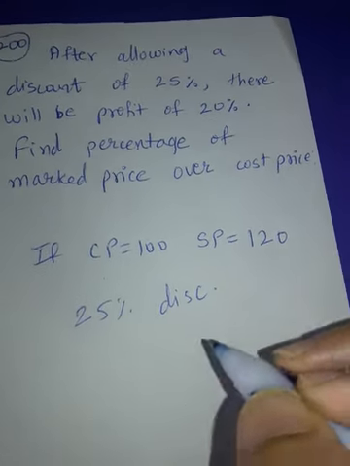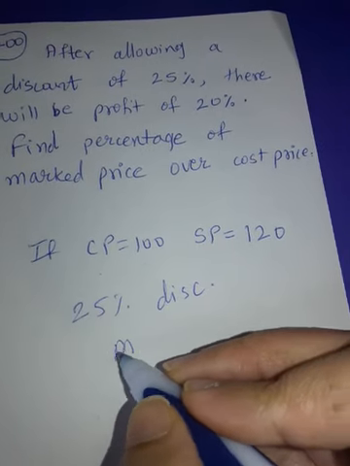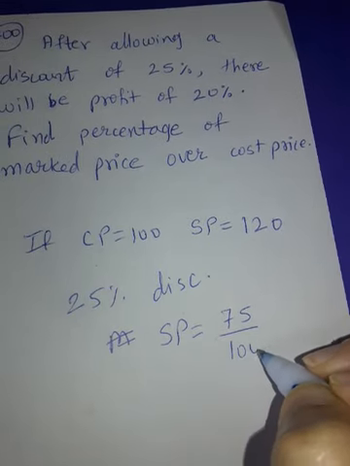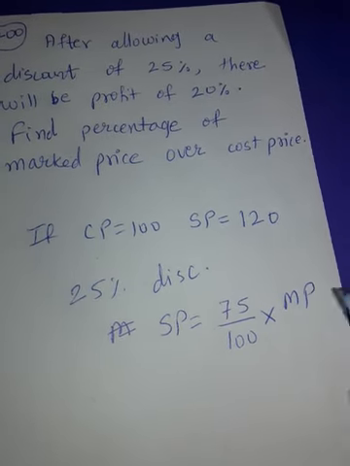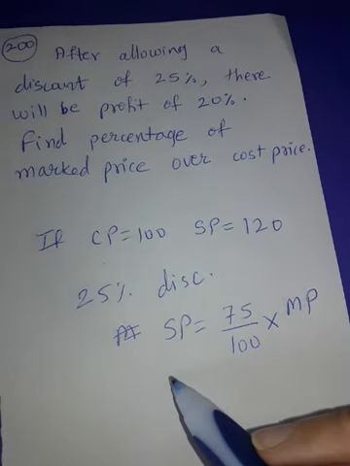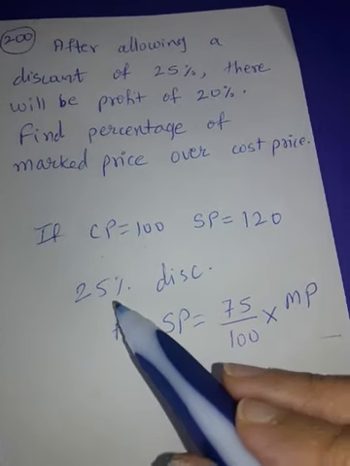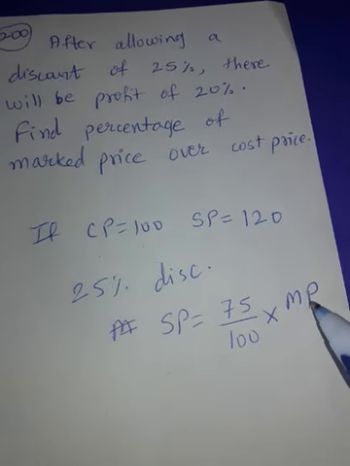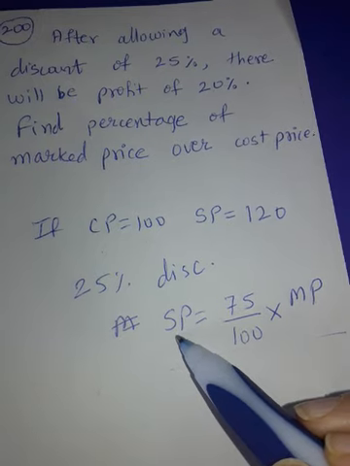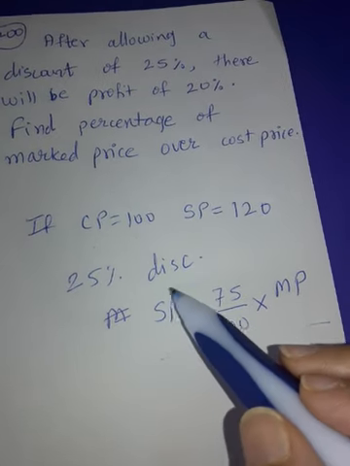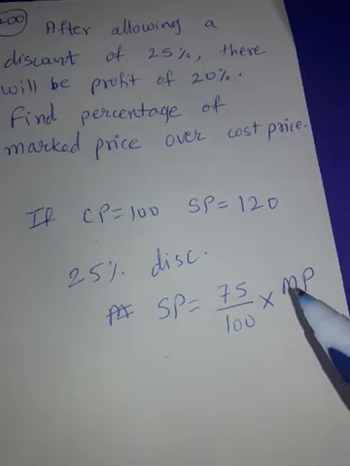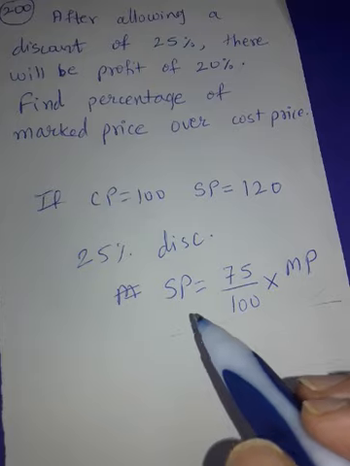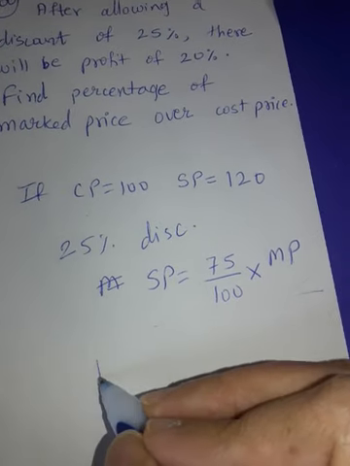25% discount. What does this mean? This means SP is equal to 75 upon 100 into MP. How do we arrive at this relation? 25%, so 100 minus 25, that is the discount. So 75 upon 100 of MP will be SP. We are solving this type of sums in this session so that this concept gets fixed in your mind. Now SP is 120.